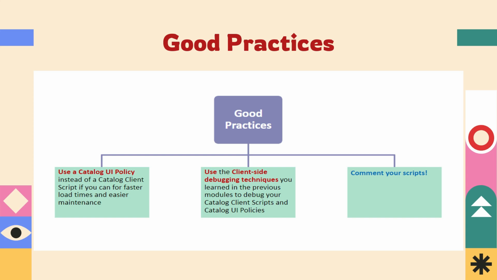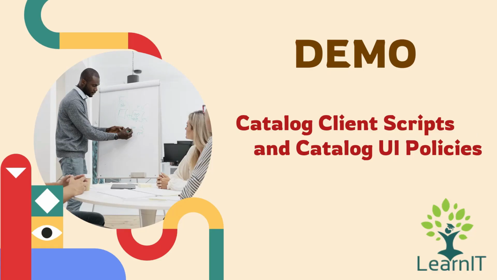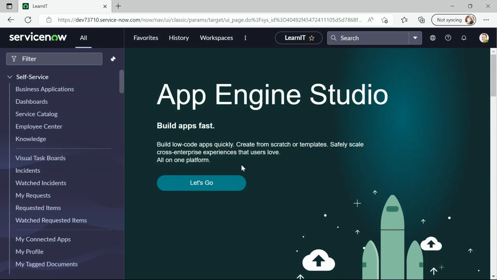Okay, so now let's see how we can use catalog client scripts and catalog UI policies in catalog items. I am going to show you in my personal developer instance how we can use these catalog client scripts and catalog UI policies. As you can see, this is my personal developer instance, and now I am going to show you a demo of how we can use catalog client scripts and catalog UI policies in particular catalog items. So let's move and see how we can do that.